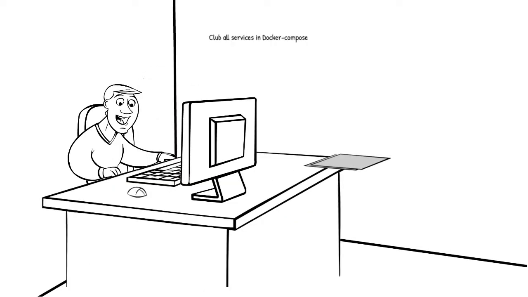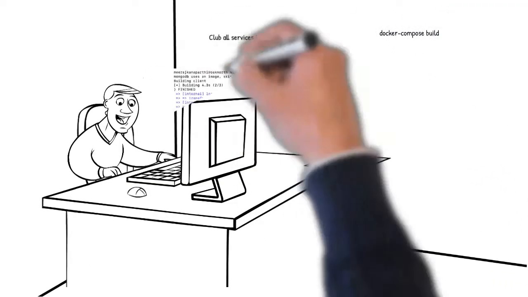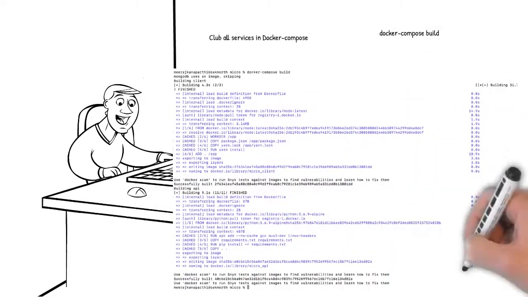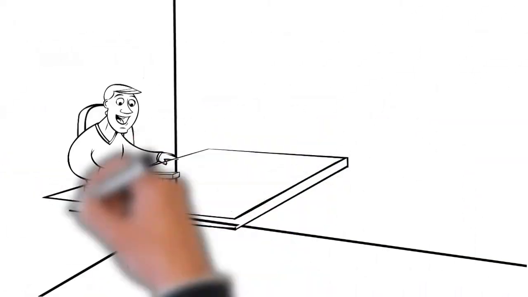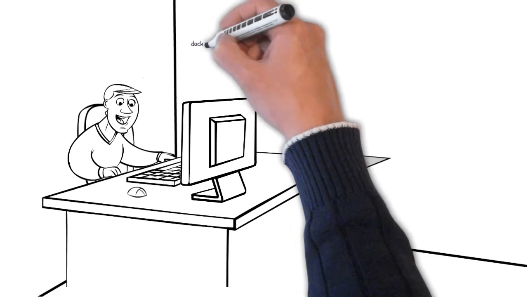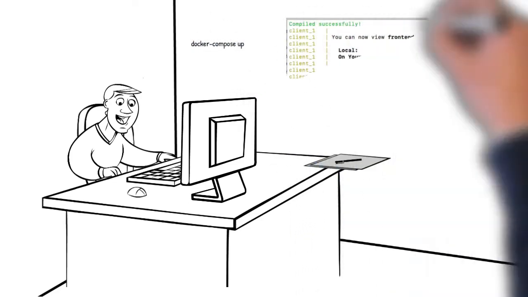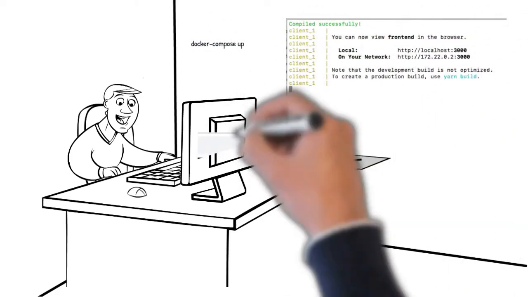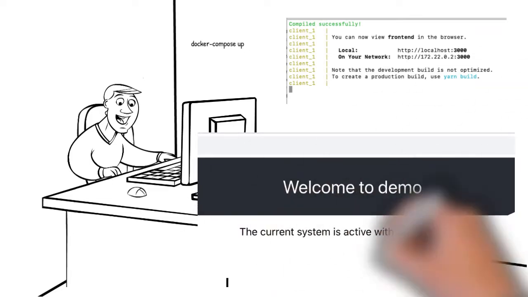Step 6. Club all services in Docker Compose. Provide the complete services in the docker-compose.yml file and run the following commands. docker-compose build. docker-compose up. Test the application in a browser by accessing http://localhost:3000.